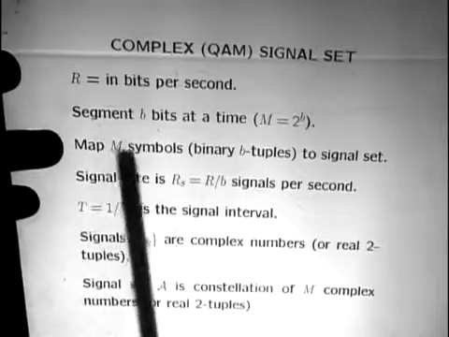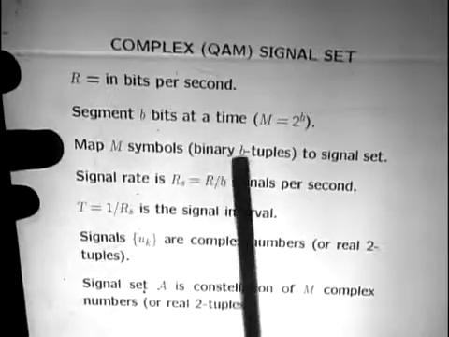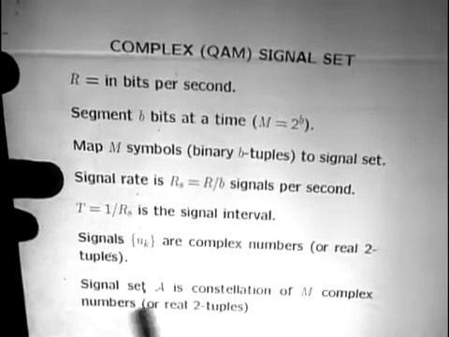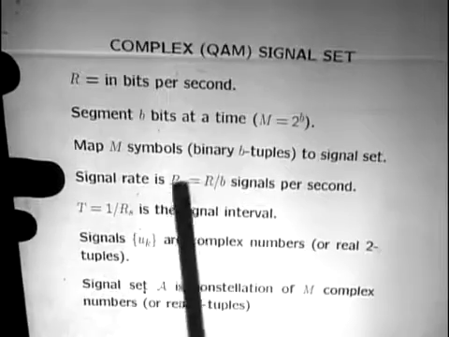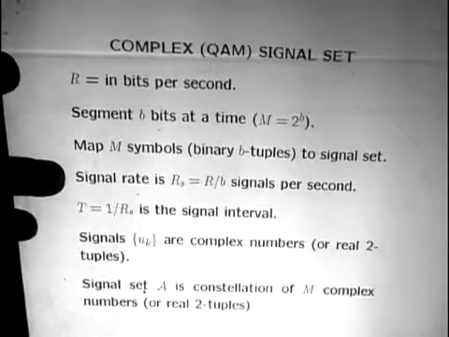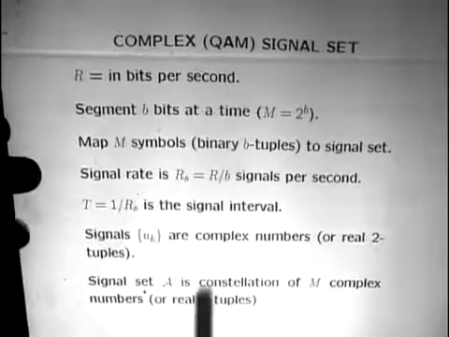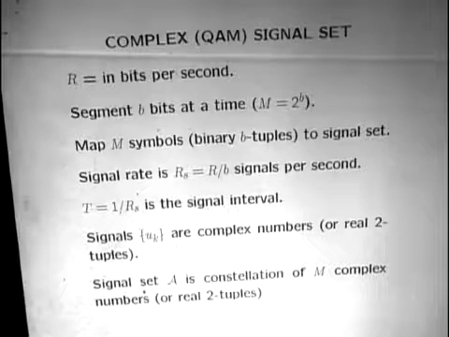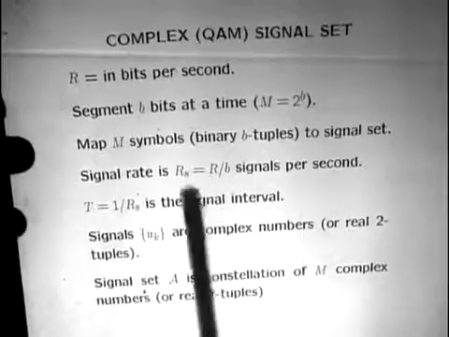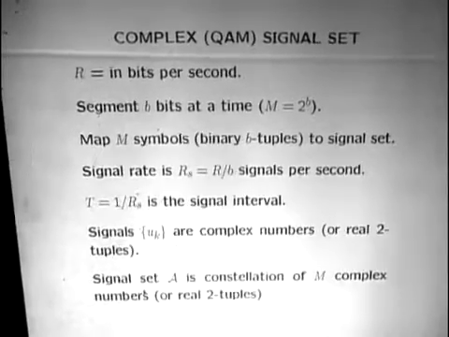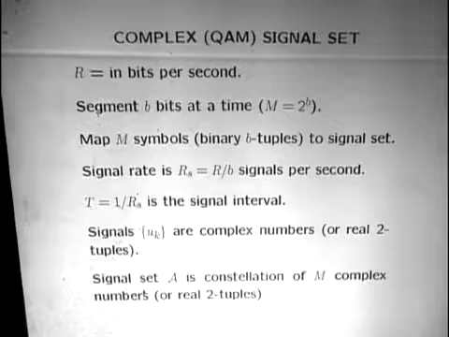We're going to map these m symbols, which are binary b-tuples, into elements from the signal set. The signal rate then is r sub s, which is r over b. This is the number of signals per second that we're sending. In other words, T, this signal interval that we've always been using, is 1 over r sub s. So T is the signal interval. Every T seconds, you've got to send something.